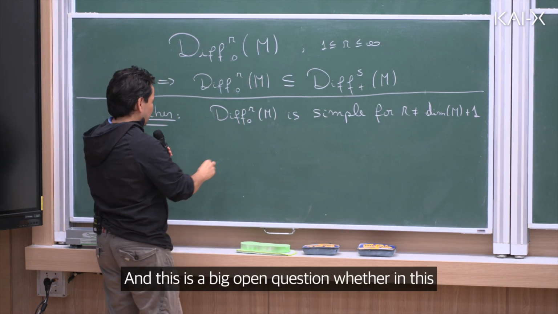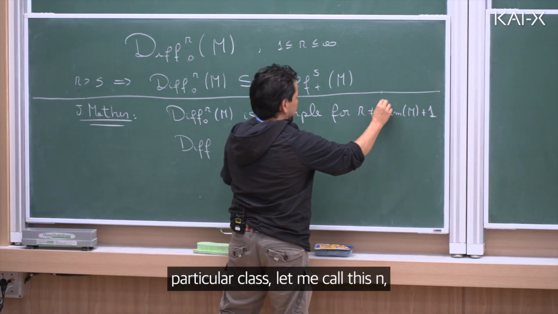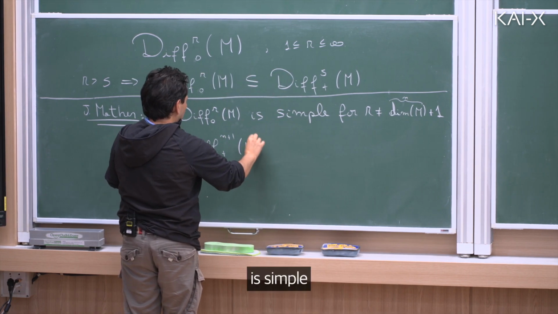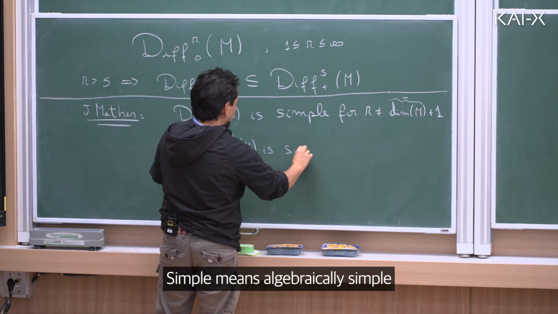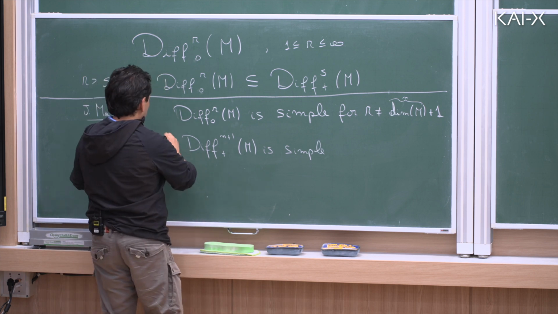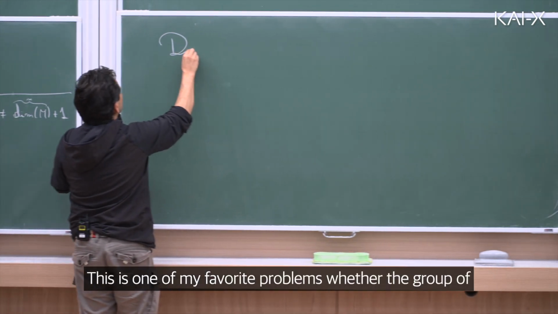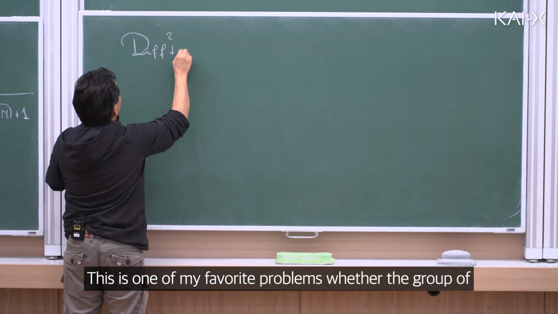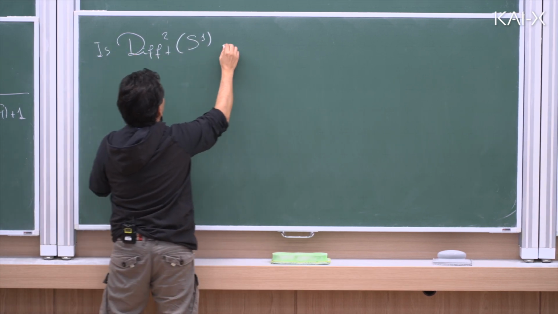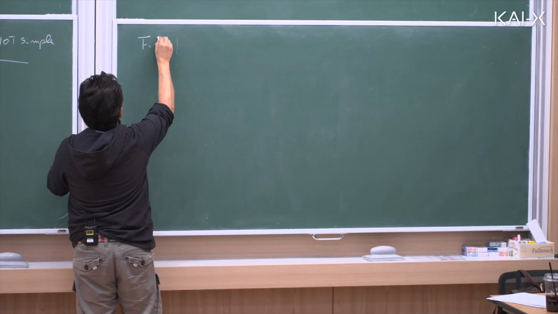And this is a big open question, whether in this particular class, let me call this N, whether this group is simple. Simple means algebraically simple, so there is no non-trivial normal subgroup, no proper normal subgroup. This is one of my favorite problems, actually, whether the group of C2 diffeomorphisms of the circle is simple. From the 90s, I think.